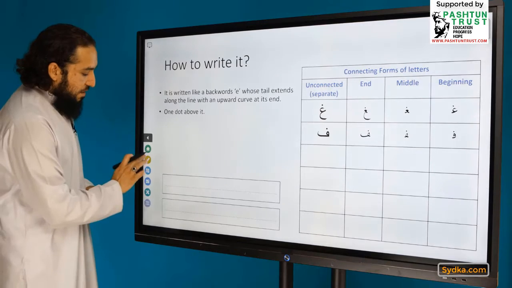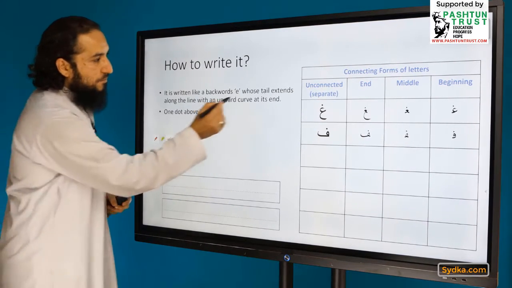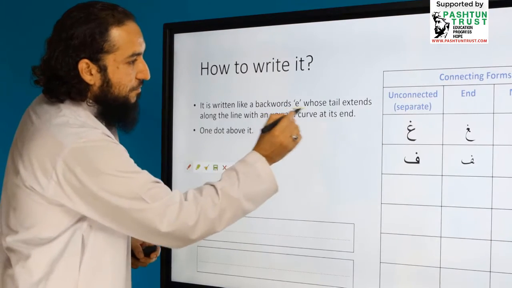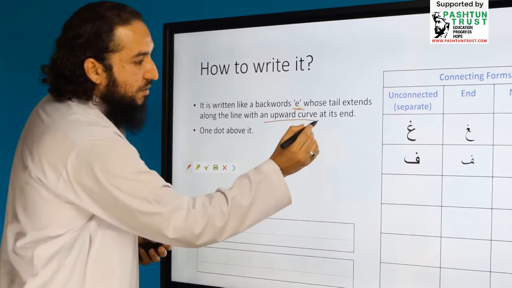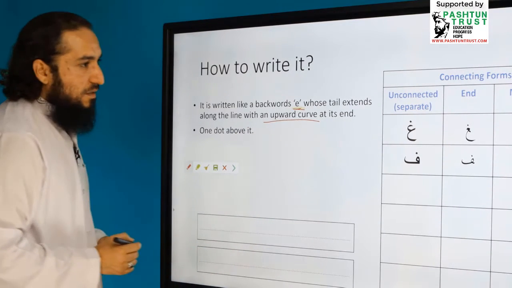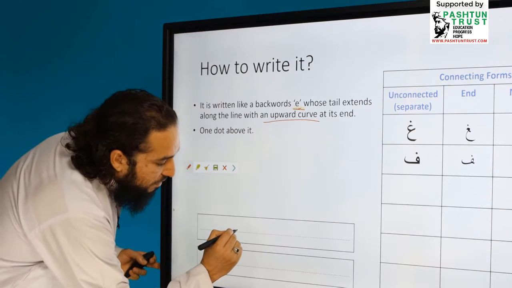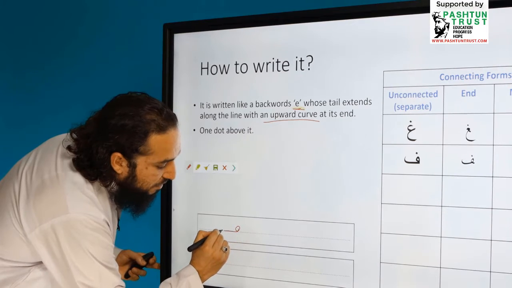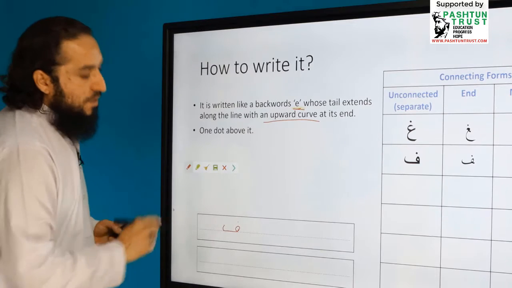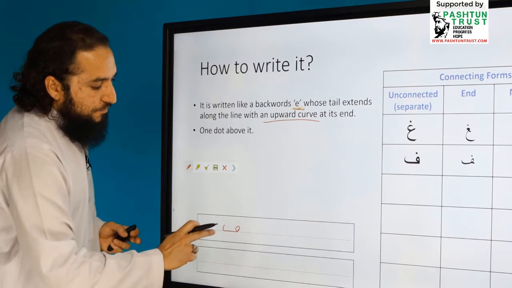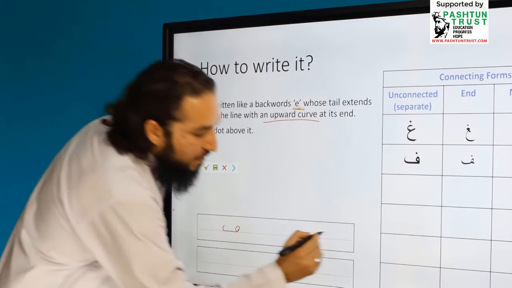How to write it? Let me explain that. It is written like a backward E, whose tail extends along the line with an upward curve at its end. Let me write it down. It is like this, and it remains on the line, and at the end it extends, and we have one dot at the end. If we write it in other forms, it would look like this.